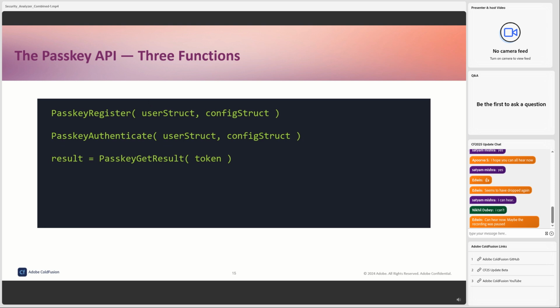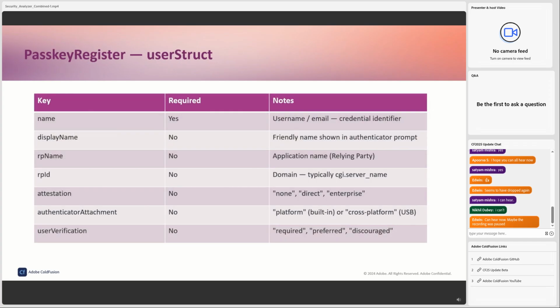So let's see what each of these structs takes. So the user struct for passkey registration, these are the keys that it has. First is the name. That's the only required field. So it's the username or email. This is the credential identifier. Then we have display name, which is a friendly name shown in the authenticator prompt.